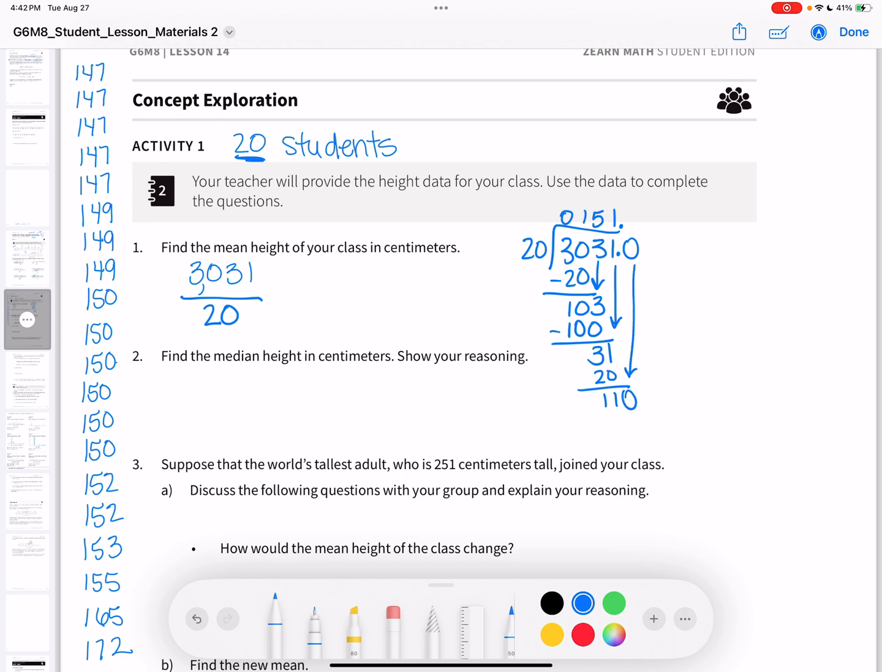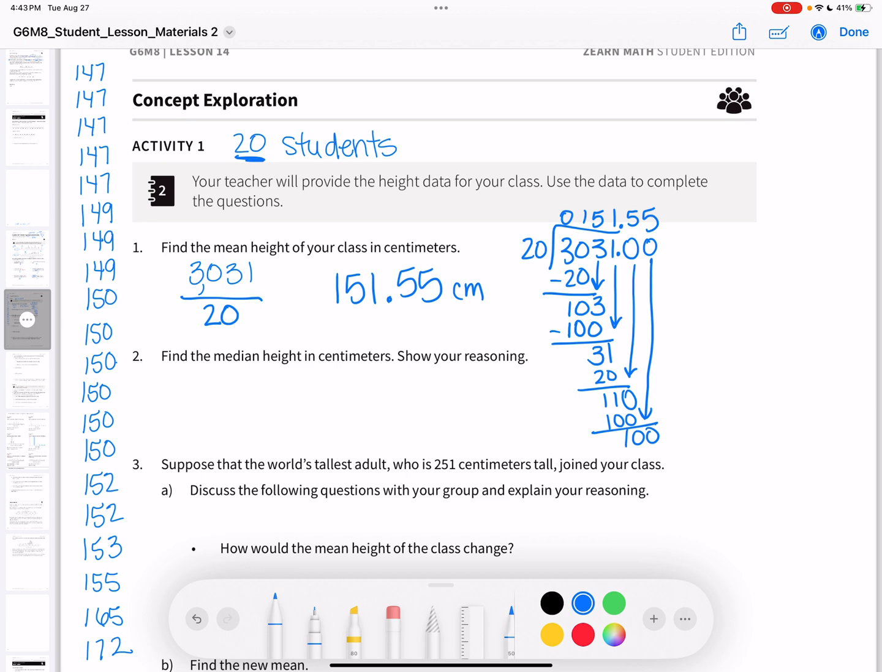So 20 goes into 110 5 times. 5 times 20 is 100. Oh, that leaves us with 10. Bring that down. 20 goes into 100 5 times. So our mean for this is 151 and 55 hundredths centimeters. So that's the mean height of our class.